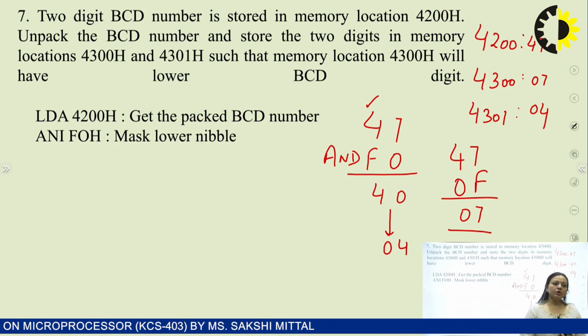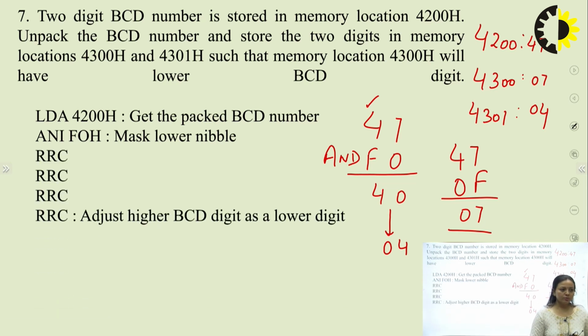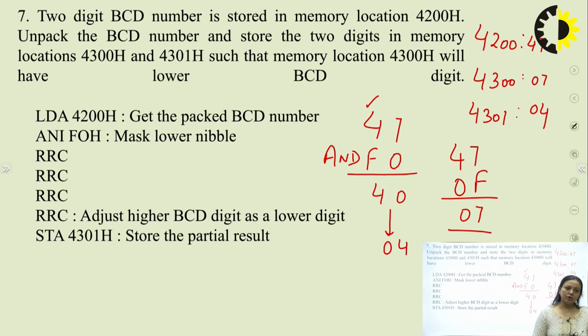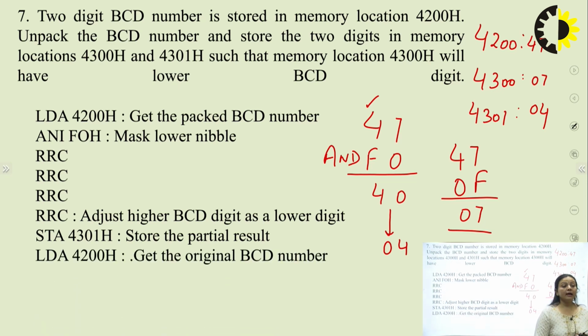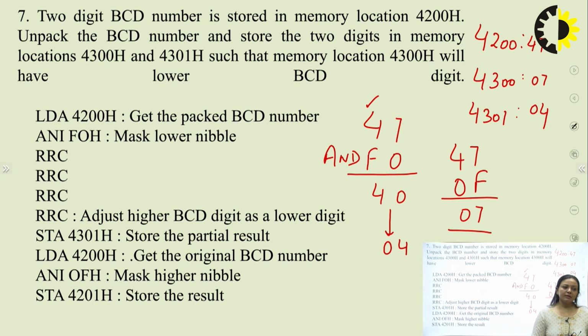So, LDA 4200H, load the accumulator with the contents of 4200. So you have got 47 in the accumulator. ANI F0, so mask the lower nibble. Then rotate it 4 times to get 04 and display it at location 4301. Then again load the number from location 4200. So you have again got 47 in the accumulator. This time just mask the upper nibble and display the result at another location.